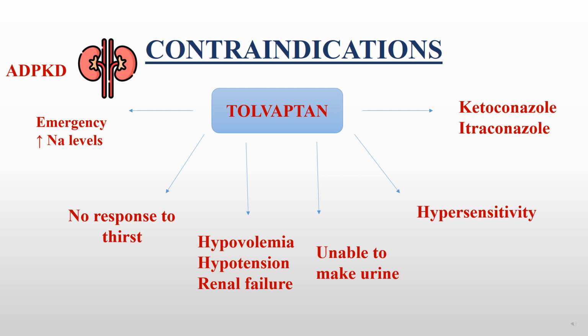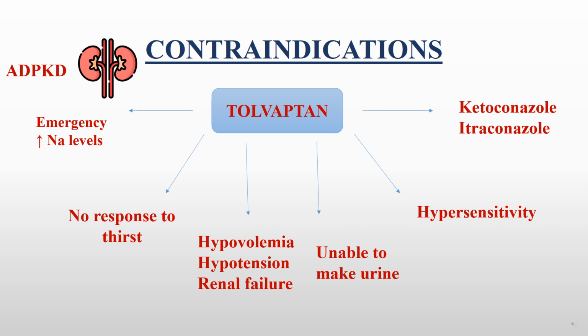Tolvaptan is contraindicated in emergency increase of serum sodium levels. We have just discussed that a sudden spike in serum sodium level may cause osmotic demyelination syndrome. That's why tolvaptan is contraindicated in the emergency treatment of hyponatremia. Similarly, this drug is contraindicated in patients who are unable to respond to thirst. This drug increases urination, which increases thirst and dry mouth. Similarly, it is also contraindicated in patients who have hypovolemia, hypotension, and renal failure.